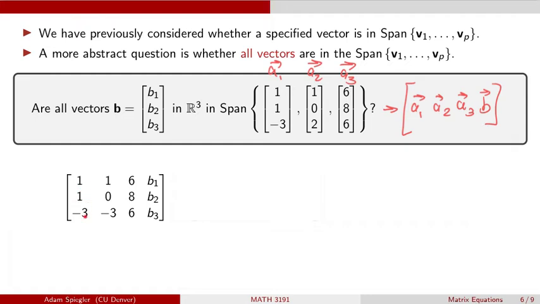A1 was 1, 1, minus 3, so that's our first column. A2 is 1, 0, minus 3, that's column 2. Column 3 is A3, which is 6, 8, 6. And then the fourth column is this column of B1, B2, and B3 for arbitrary vector B. And then we can do elementary row operations to express this in row echelon form, reduced row echelon form, and then look for solutions.